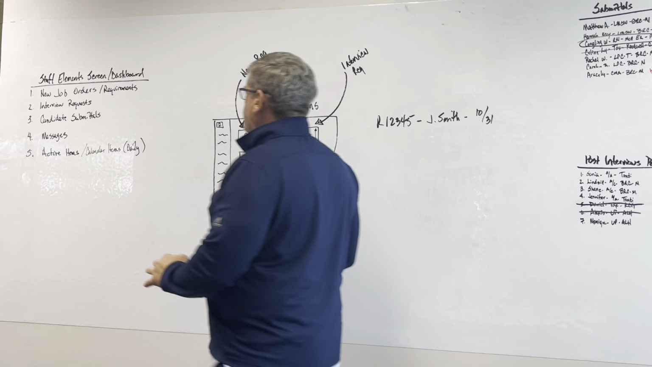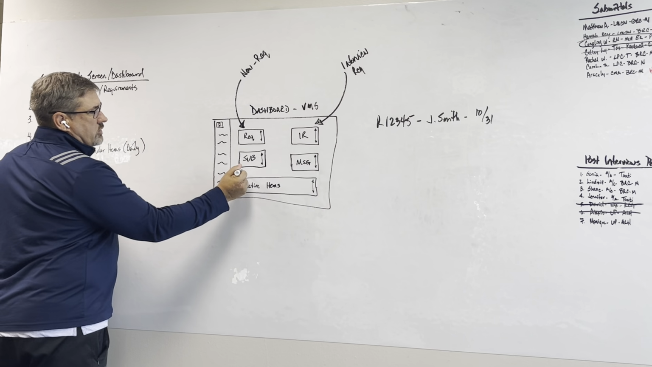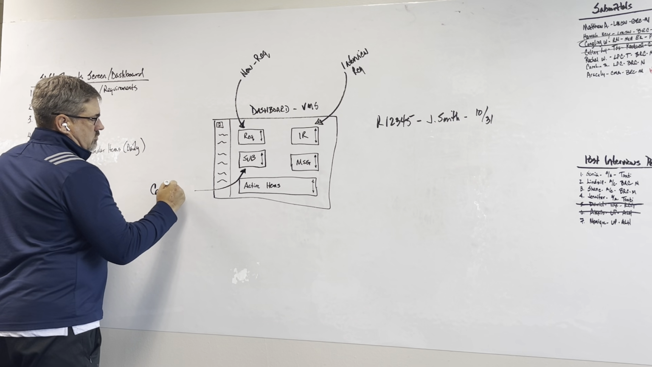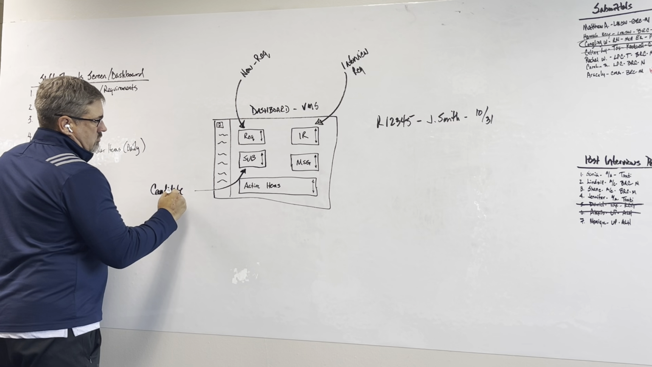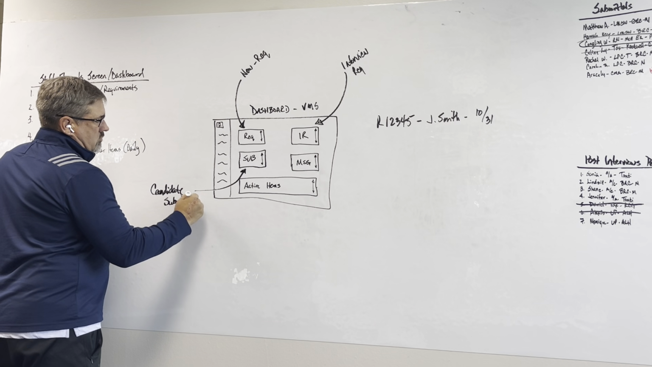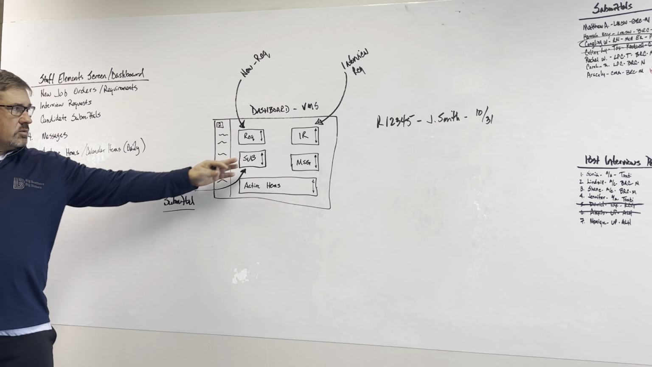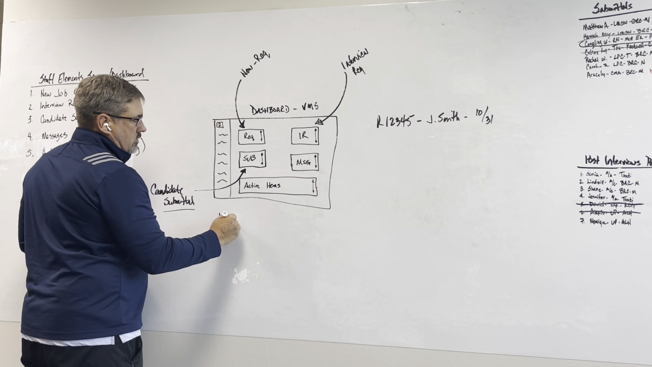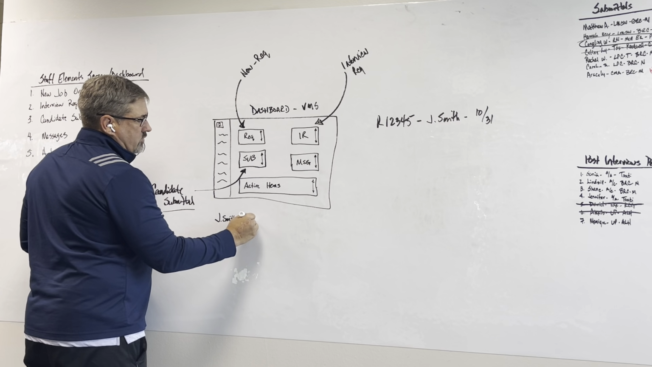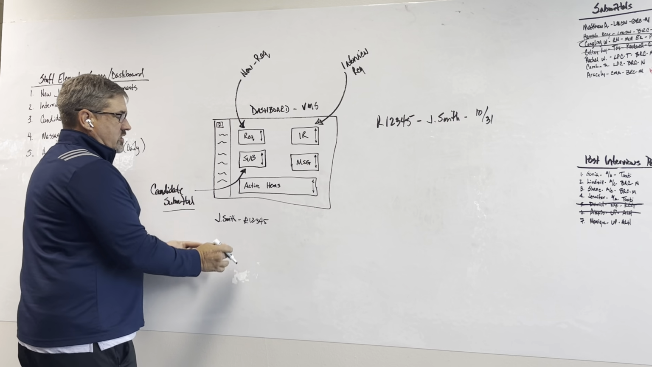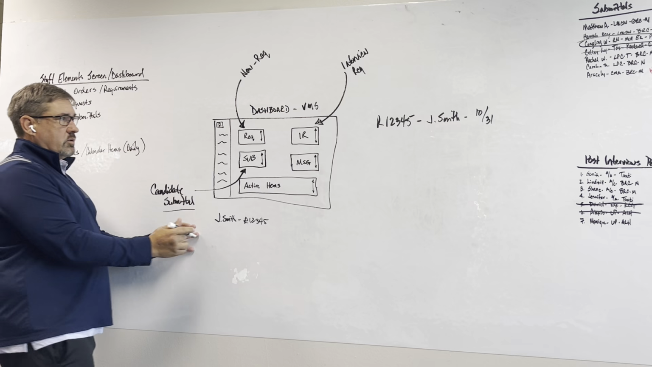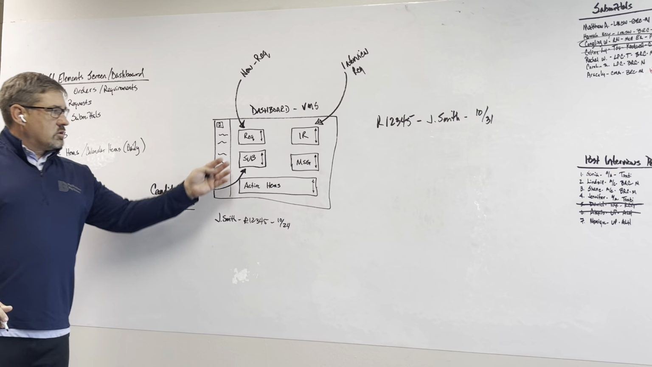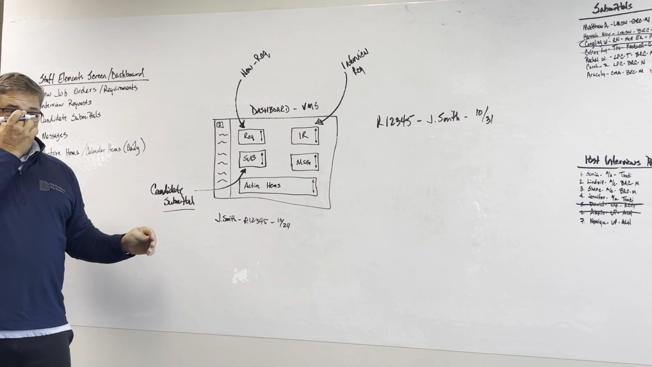Okay, so then over here is going to be candidate submittals. What's important to understand here is that you may see that J Smith against requirement 12345 is newly submitted, and newly submitted on 10/24. So that's a candidate that's been submitted.